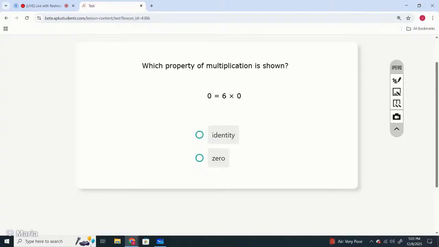Which property of multiplication is shown? 0 is equal to 6 times 0. So which is the correct option? That is the zero property. Option number 2 is the correct option.